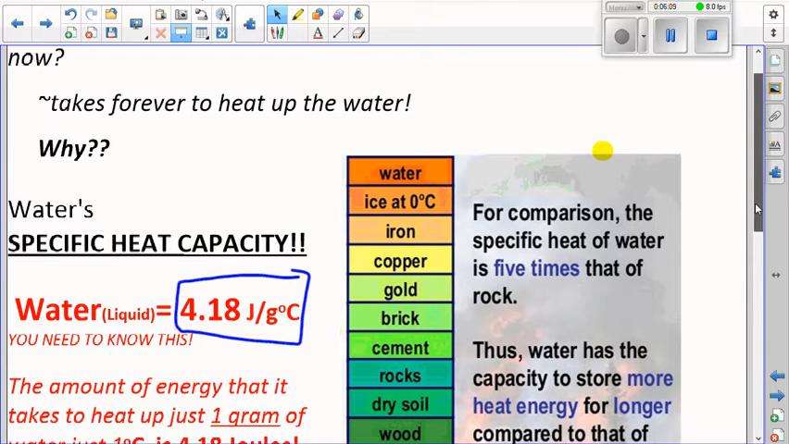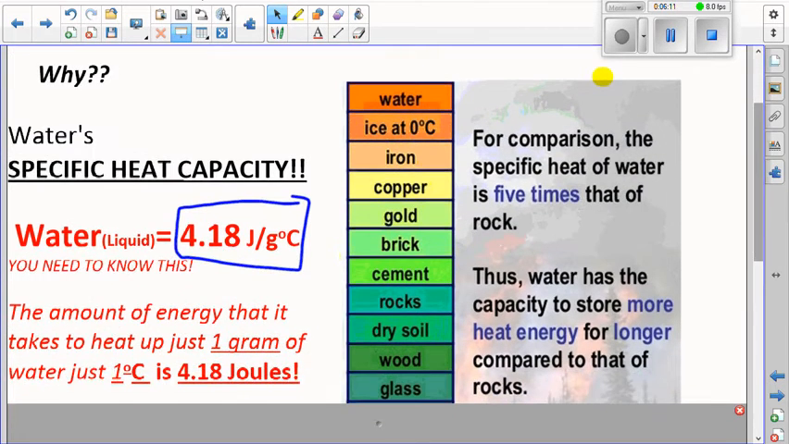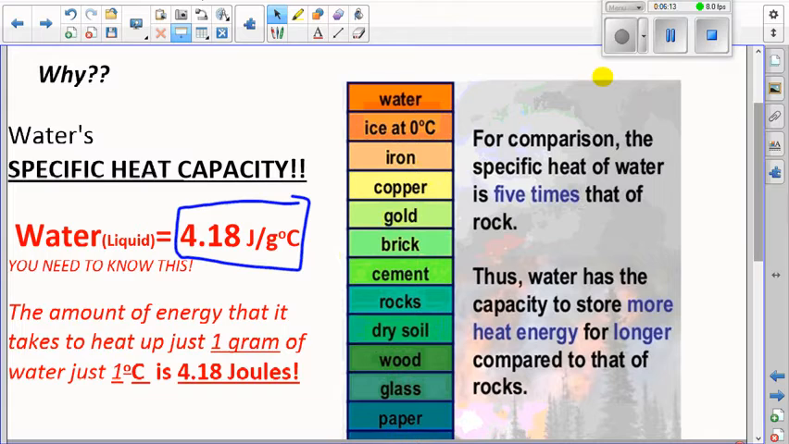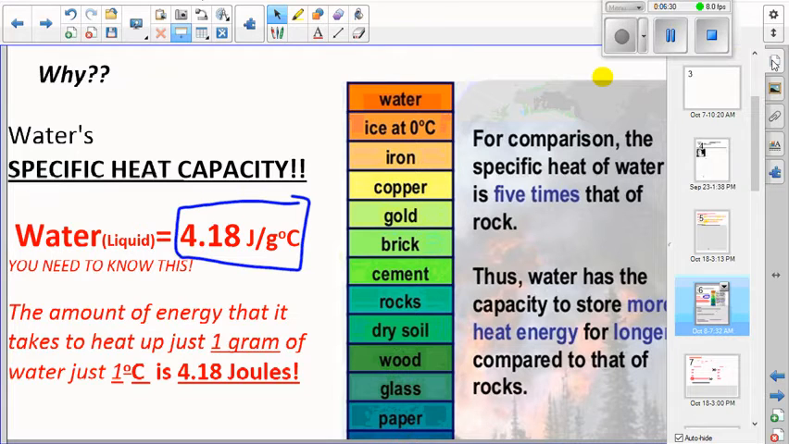Water has a super high heat capacity. It's more than ice, iron, copper, gold, brick, cement, rocks, dry soil, wood. It's part of the reason why it's the elixir of life. To compare it, it's got a heat capacity like 5 times higher than a rock, which sounds kind of backwards, but that's how it is. Anyways, let's talk about our new equation.